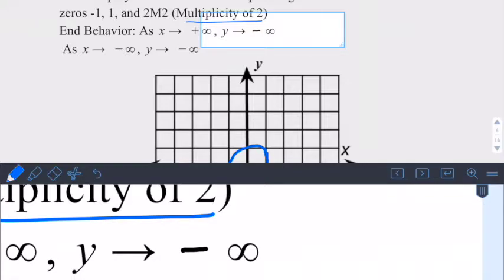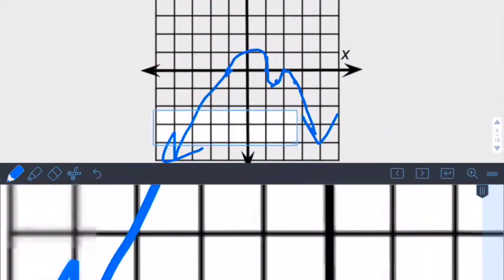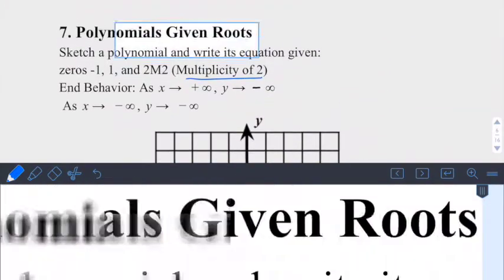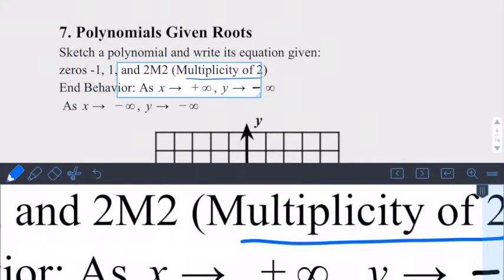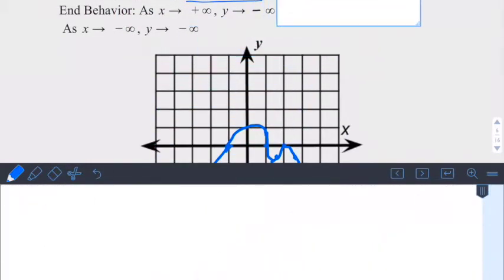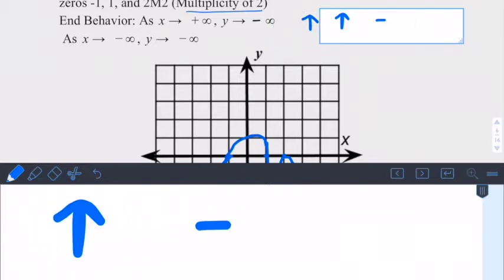Now I need to write its equation. So you see how it's going to be an even degree because they're both going the same direction. And I have 4 roots, -1, 1, 2, and 2. And since it's flipped, right, normally an even function would be, the end behavior would go up and up. Remember that from lesson 1? And since it's down, we'll know we need to multiply it by a negative at the beginning.